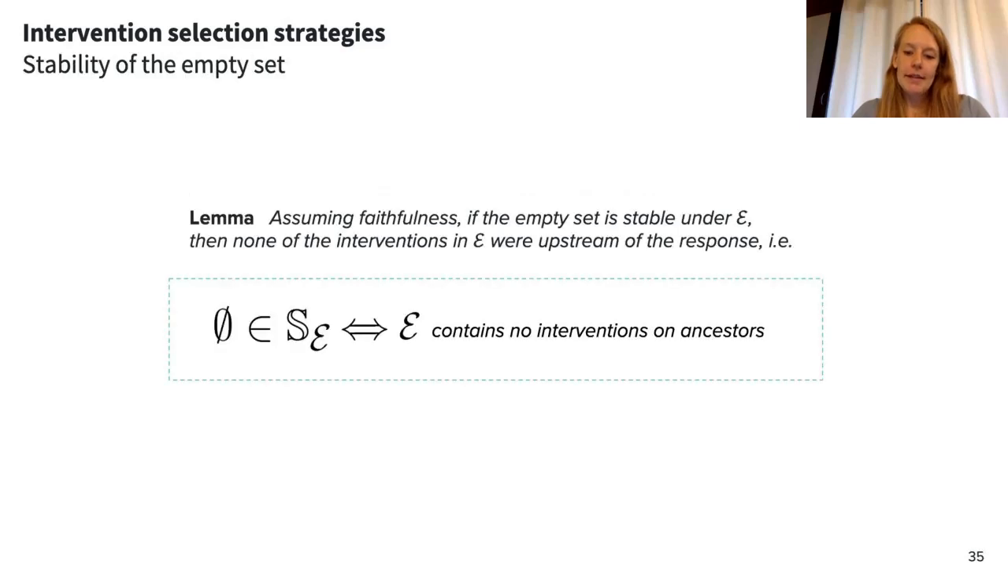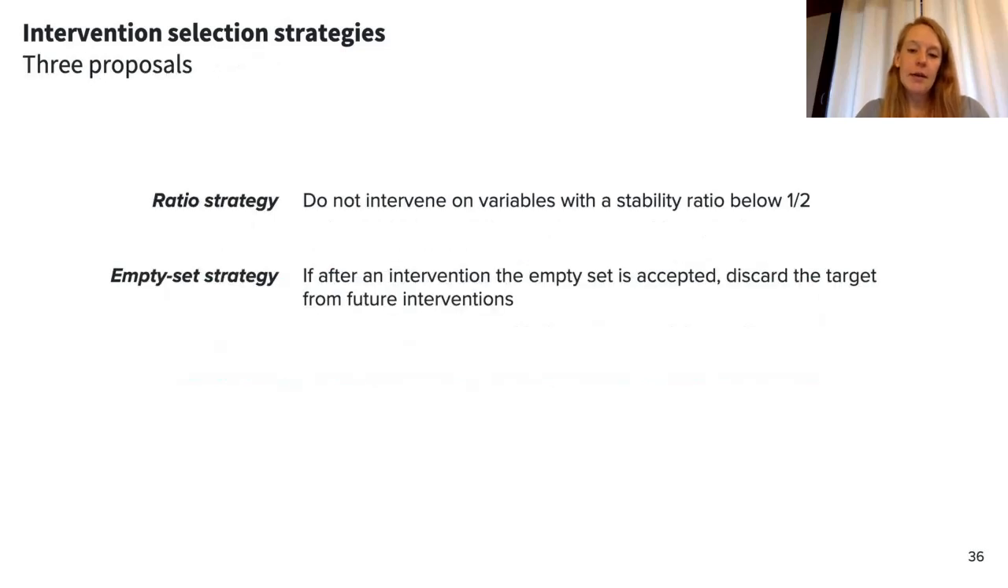The second result we make use of is about the stability of the empty set. Assuming faithfulness, if the empty set is stable under a set of environments, then we know that none of the interventions in the set of environments were performed upstream of the response Y. Or in other words, if the empty set is accepted, then the set of environments contains no interventions on ancestors of Y. So how can we exploit that in practice? On the slide, I just put for brevity: if after an intervention the empty set is accepted, discard the target from future interventions. But let me elaborate a bit more on this.